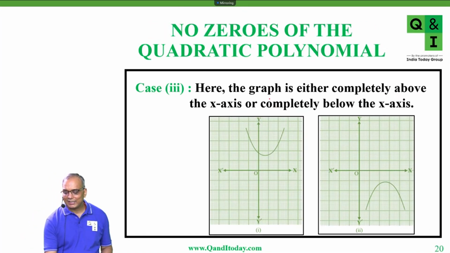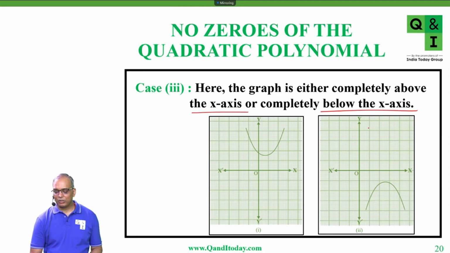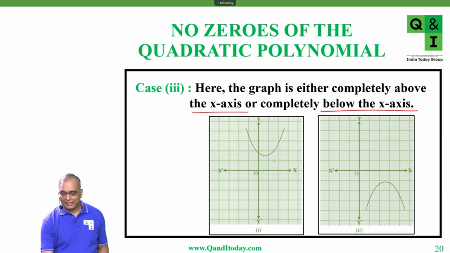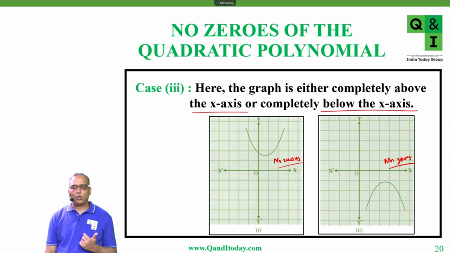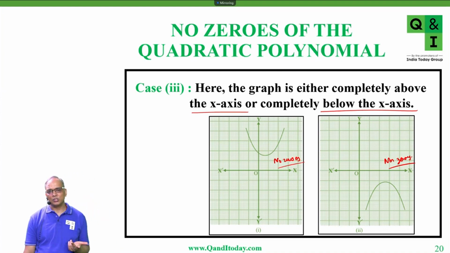The third case is where the graph is either completely above the x-axis or completely below the x-axis. Here the graph does not intersect the x-axis, and that's why here we have no zeros, and here also we have no zeros. Clear? So in a quadratic polynomial, we will have either no zero or 1 zero or a maximum of two zeros.